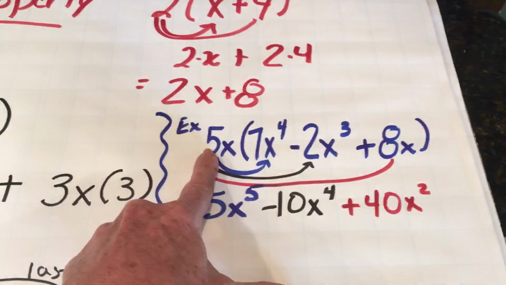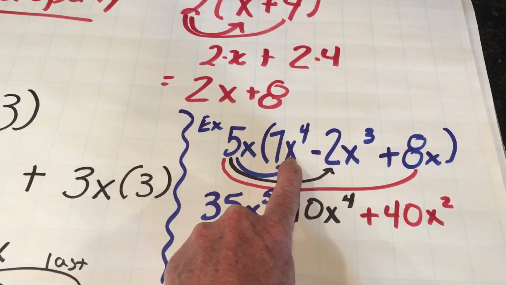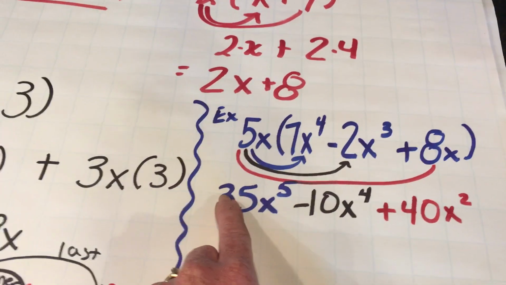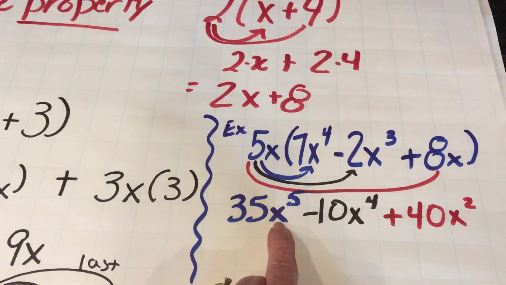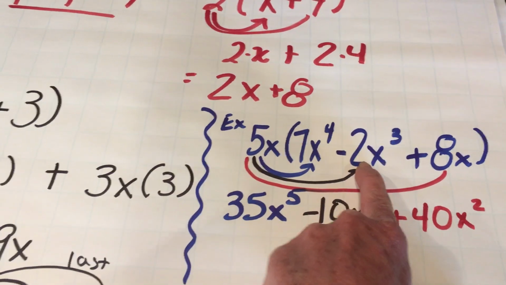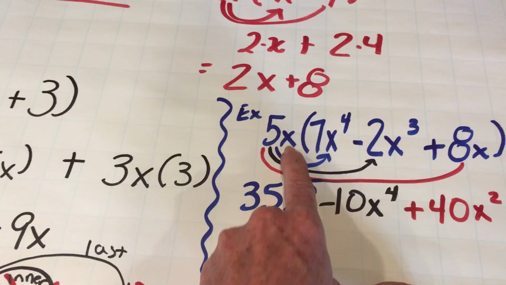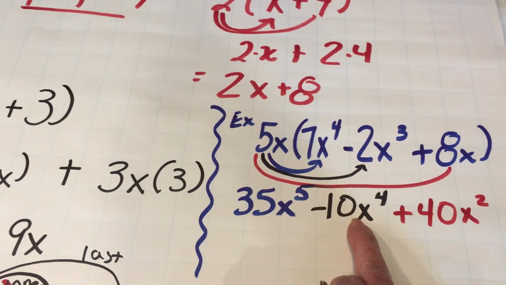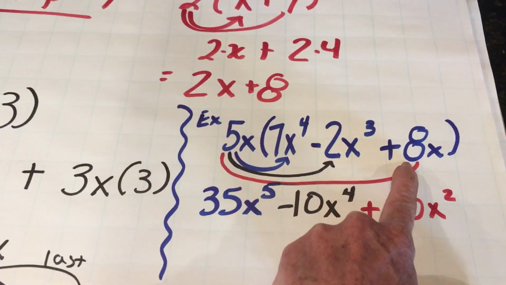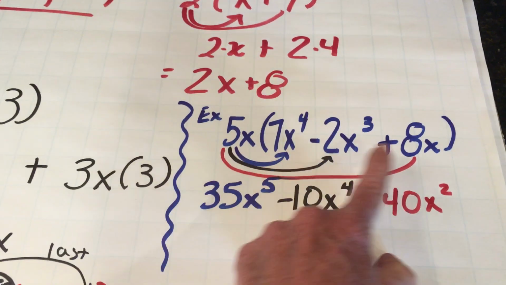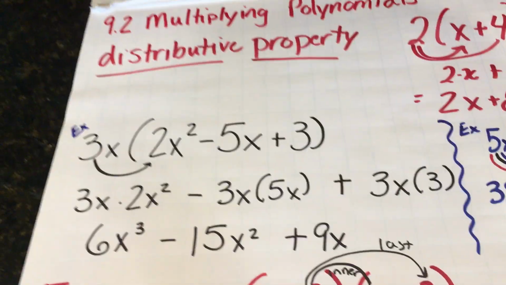Another example of a monomial times a trinomial. 5x times 7x to the 4th. 5 times 7 is 35. X times x to the 4th would be x to the 5th. Multiplying the monomial times the second term, 5 times negative 2 gives you negative 10. X times x cubed would give you x to the 4th. And then we have 5x times 8x. 5 times 8 gives me 40. X times x gives me x squared. That was multiplying by a monomial.